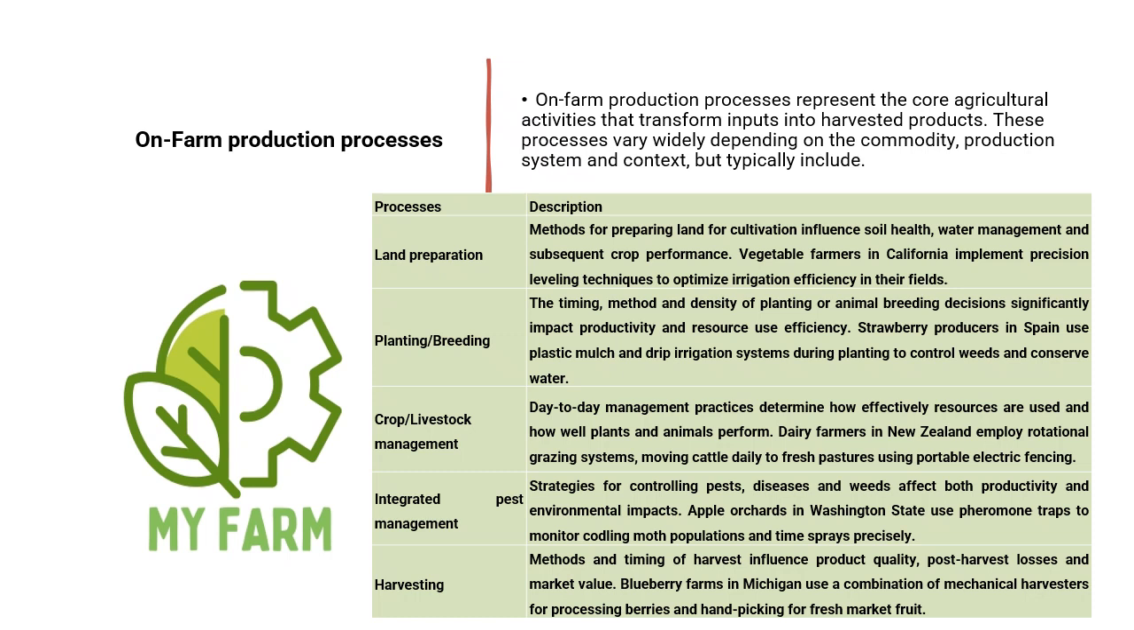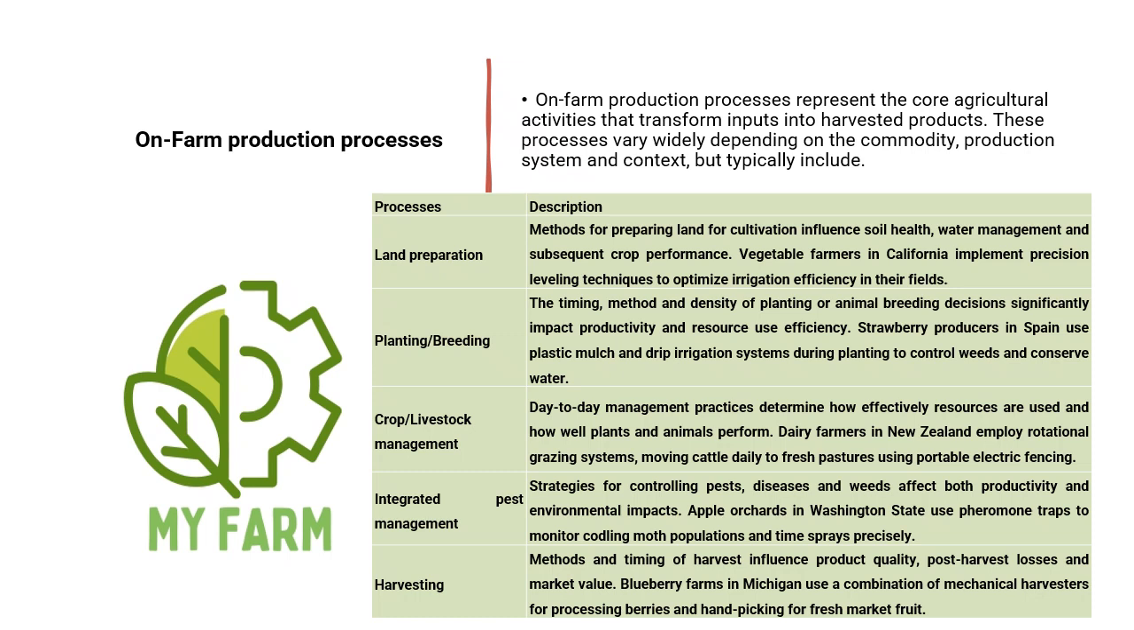Vegetable farmers in California implement precision leveling techniques to optimize irrigation efficiency in their fields, ensuring uniform water distribution and reducing waste. Planting and breeding decisions significantly impact productivity and resource use efficiency. The timing, method, and density of planting are critical factors.